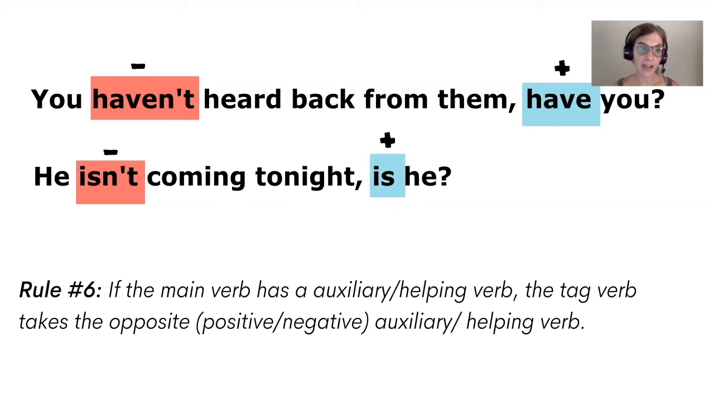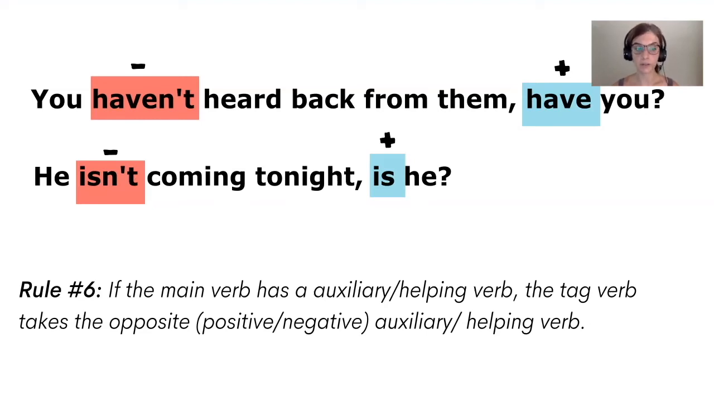Because of that, we have this helping verb have. It needs to be on the side of the tag as well. Have you? Now you don't have to repeat any of the other verbs here. You can just use have. You haven't heard back from them, have you?